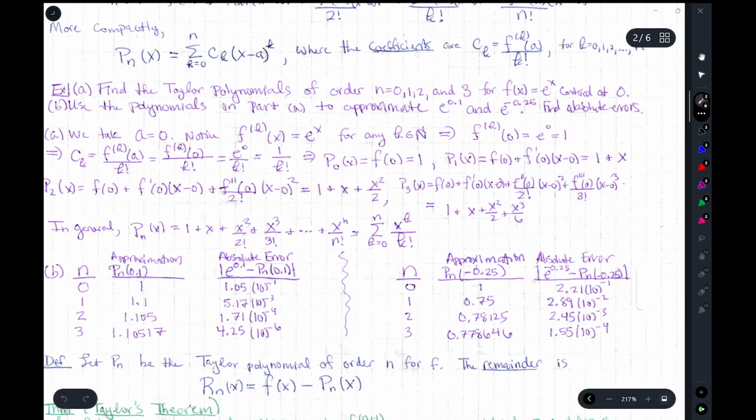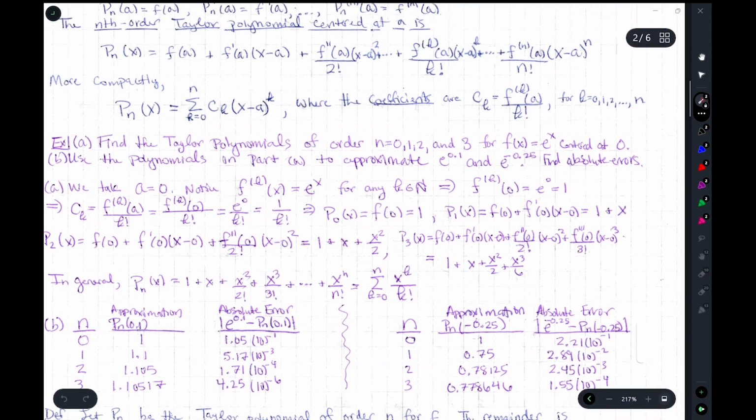So let's look at an example. Find the Taylor polynomials of order n equals 0, 1, 2, and 3 for f of x equal to e raised to the power x centered at 0. And for part b, we're going to use these polynomials to approximate e at 0.1 and e at negative 0.25, and check how good these approximations are with the absolute error. So for part a, we're going to take a equals 0 because that's where we're centered. So we're going to take a equals 0 in the formula above.